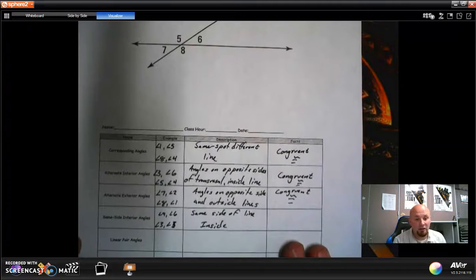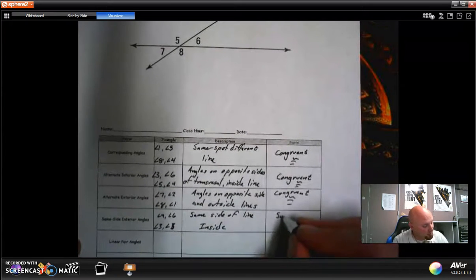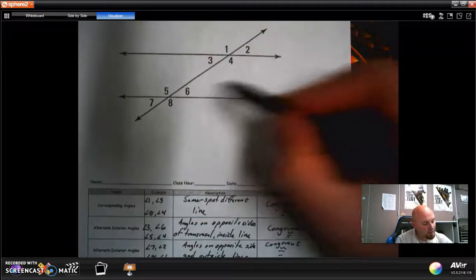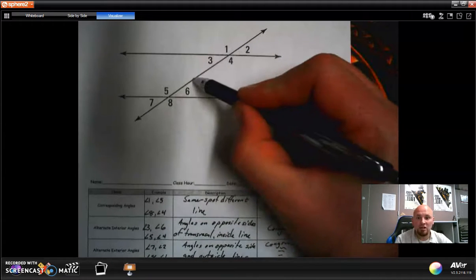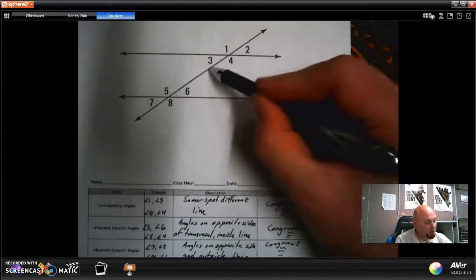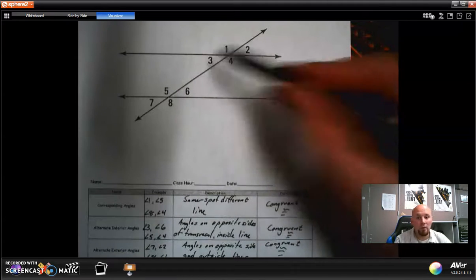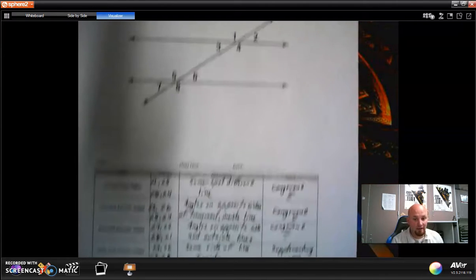These are not congruent though. These are supplementary. Supplementary meaning they add up to 180 degrees. And let's look at that. If you look, angle 5 is a large angle and angle 3 is a small angle. Okay, they do not equal one another, but they do add up to 180 degrees.